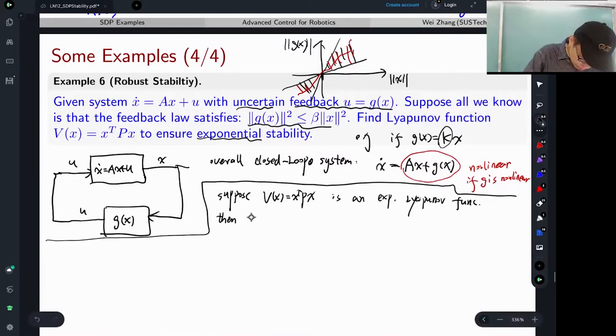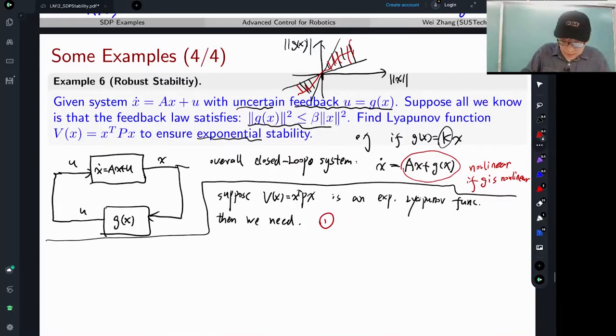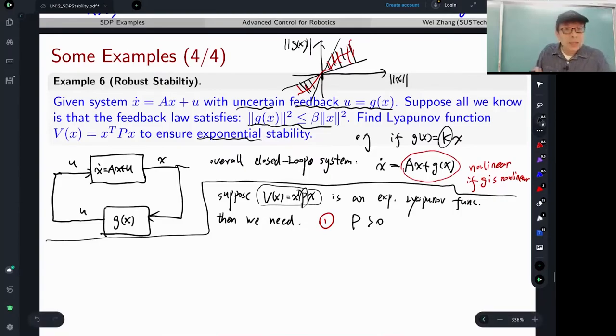Then we need the first condition. Yangxing, what is it? V is positive definite with respect to P. That means P is positive definite. Suppose that's my Lyapunov function. Of course, this may not be a Lyapunov function, or we may not be able to find a P satisfying this, but that doesn't matter. We assume we're looking for such a form of Lyapunov function. Suppose that's our goal. Then I need P to be positive definite.